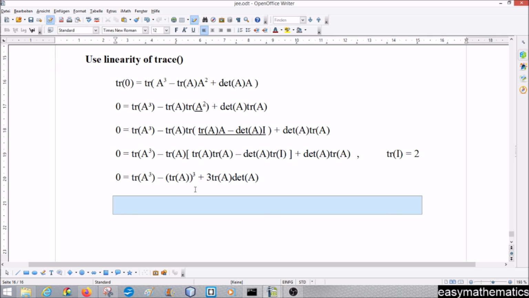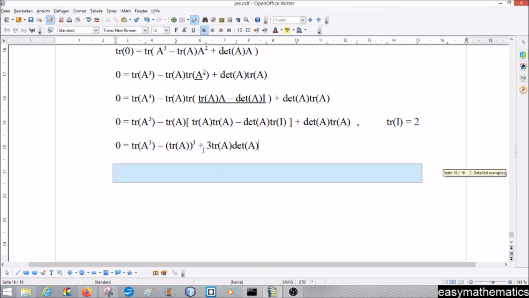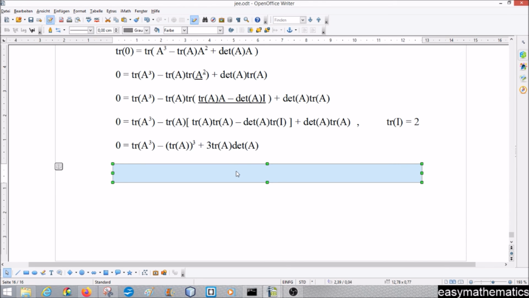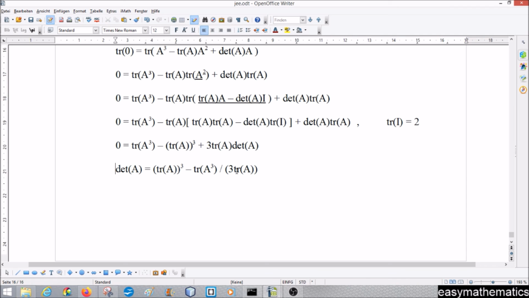Alright, and now we can solve for the determinant, because everything that is given is here, and finally we find the determinant of A is trace of A cubed minus trace of A cubed over 3 times trace of A. Alright, and that's all. We have found the determinant in terms of the trace of A and the trace of A cubed.